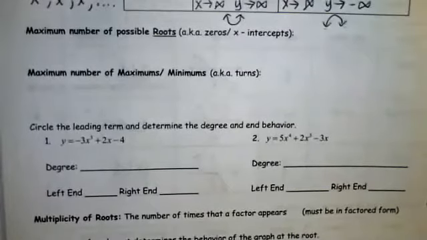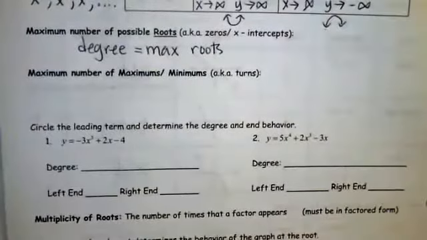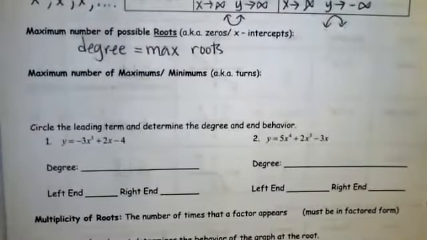The degree also gives us other information about the polynomial. It gives us the total possible roots or zeros or x-intercepts. So our degree equals max roots. So if we have a polynomial that is to a degree of 9, it can have 9 roots. If we have a polynomial that's a degree 7, it can have 7 roots. That's the maximum number of roots. And it can be a combination of imaginary roots and real roots.